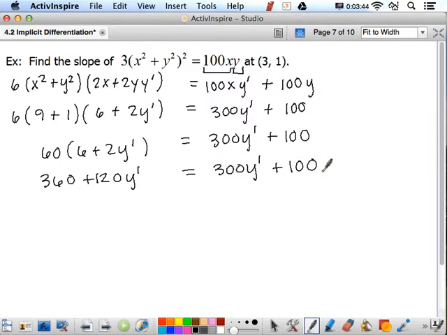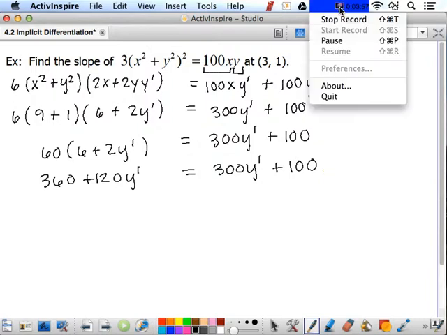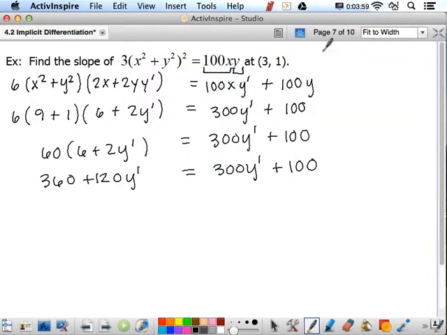Now that I have it down to there, I can get the y primes together and solve for y prime. I'll pause for just a second and let you figure out what you get when you finally isolate the y prime and find the numerical derivative, which is known as the slope. At this point, I'm going to move the 360 to the other side and the 300 y prime over here. When I rearrange that, I get negative 180 y prime equals negative 260. Is that right? Yeah. Okay.